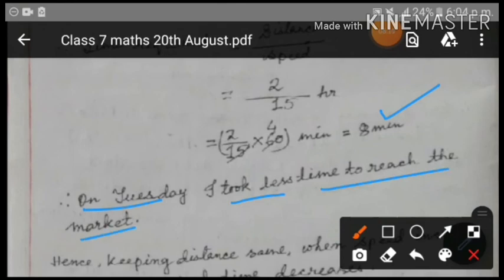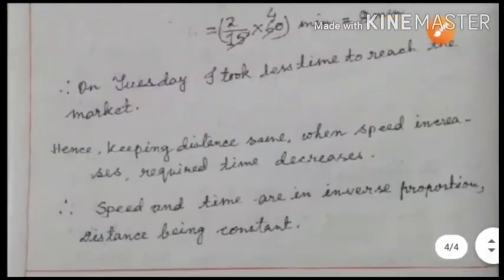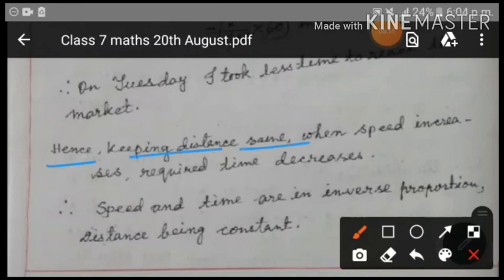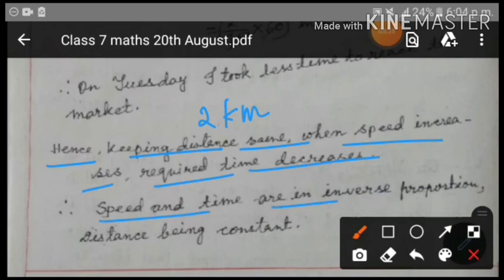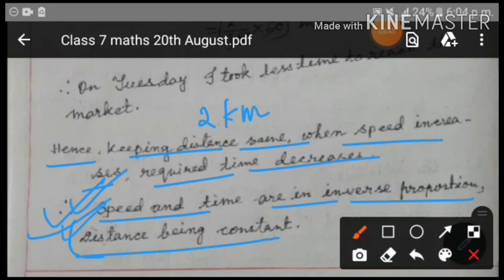Now what is the relationship which can be derived? Hence, keeping the distance same. In both the cases the distance was 2 km, that means the distance was same in both the cases. When speed increases, time required decreases. When speed is increasing, time is decreasing. So we can say that speed and time are in inverse proportion, distance being constant. So this is the relation. When distance is constant, then speed and time are in inverse proportion.